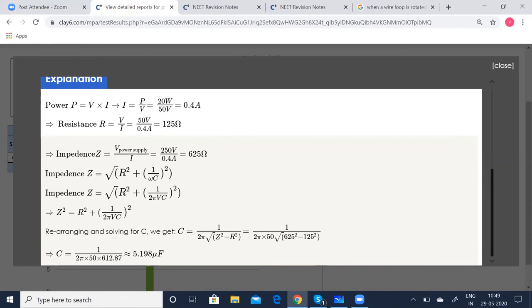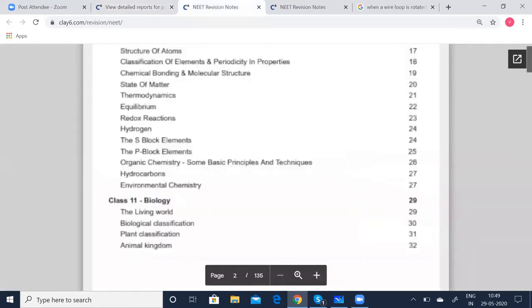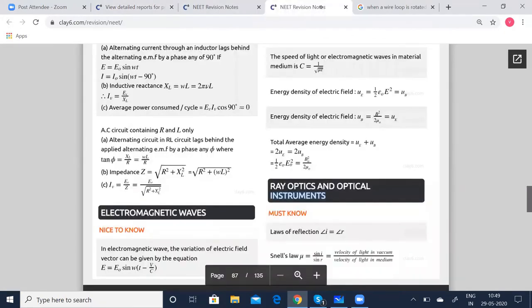Like this, you can do the test any number of times, until you are thorough with each and every test. There are about 117 chapter-wise tests. You can do them umpteen times, any number of times. Every time go to the revision notes, make yourself thorough with all the concepts and then take the tests. If you are not thorough, go again.